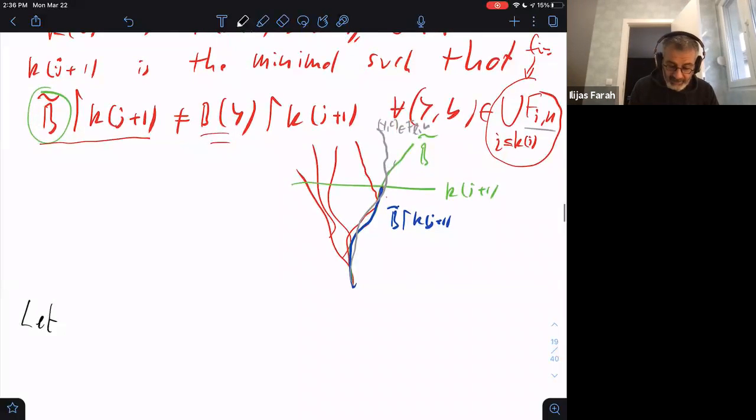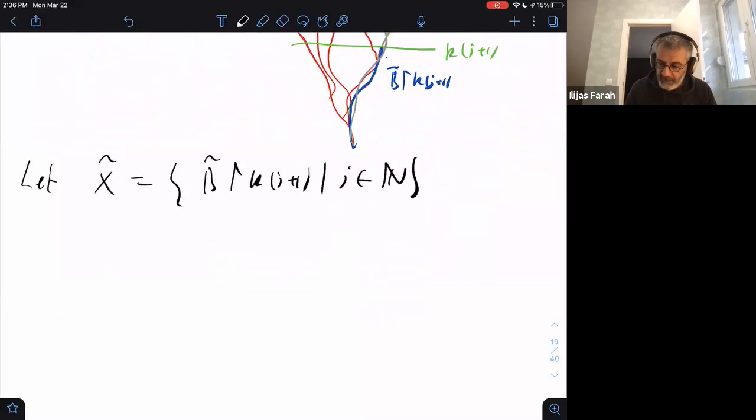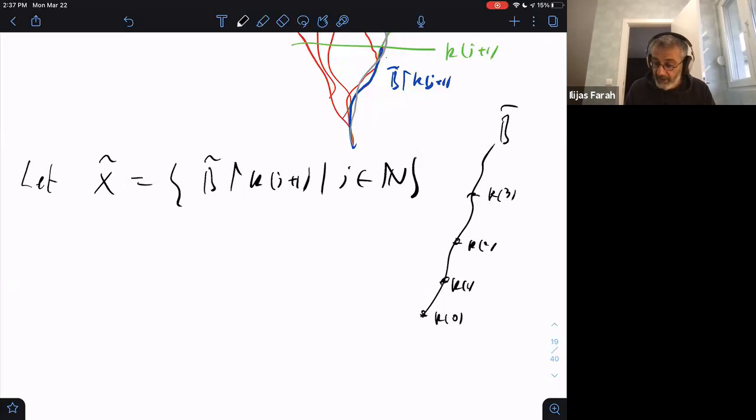Okay, and now we take x tilde, which is x tilde from the statement of the lemma, to be b tilde restricted to k j plus one for all j in N. So the way that this looks is that we have b tilde. k zero was just chosen arbitrarily, it's zero, it could have been anything. k one is big enough, k two is bigger, k three and so on. And we just take x to be this set of these nodes. Each node has the property that those finite sets are closed here, but by the time we get to k three, they all leave our branch b tilde.